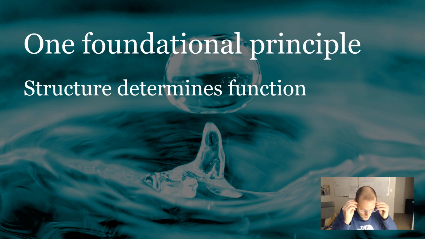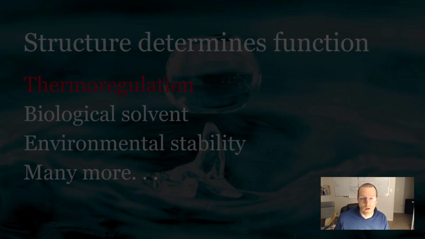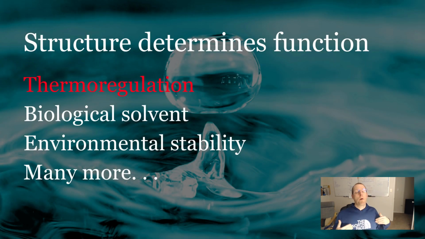Everything we're going to look at, you should be thinking about how the structure determines the function, and we can apply this to water too. So I'm going to talk about how the structure of water leads to polarity, leads to hydrogen bonding, and leads to thermoregulation. Now in your book, there's going to be examples about thermoregulation, about water acting as a biological solvent, and I'll touch on that too, environmental stability, many more.